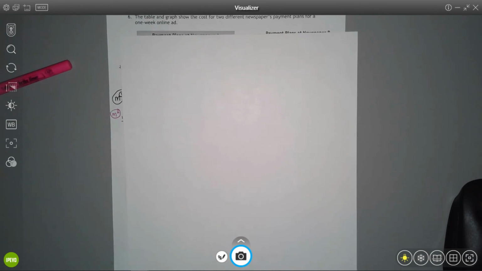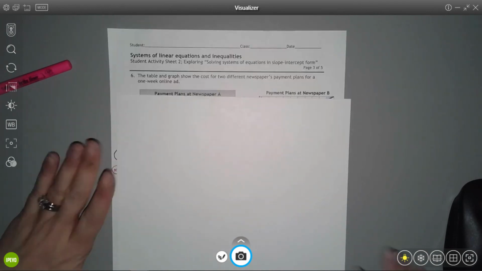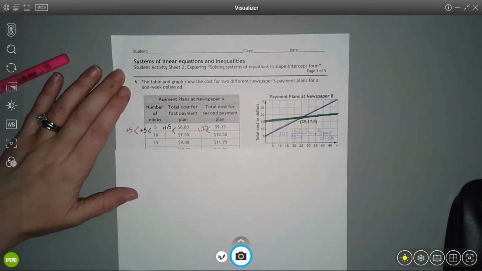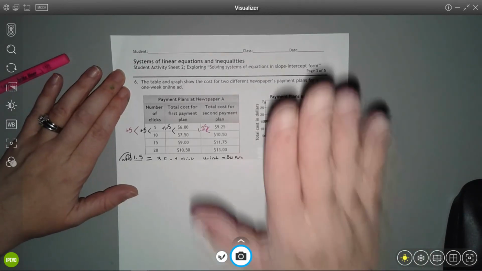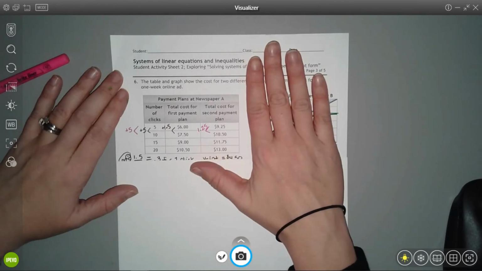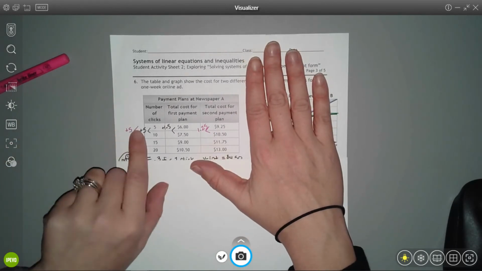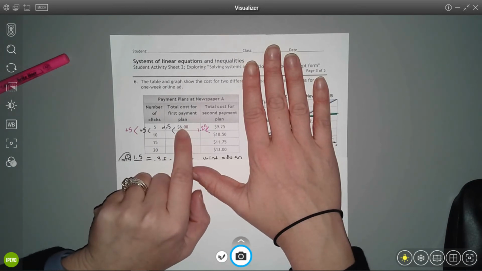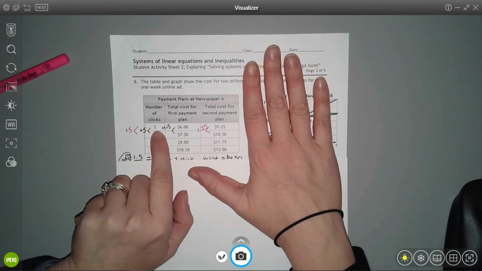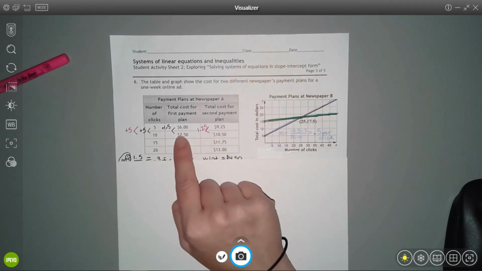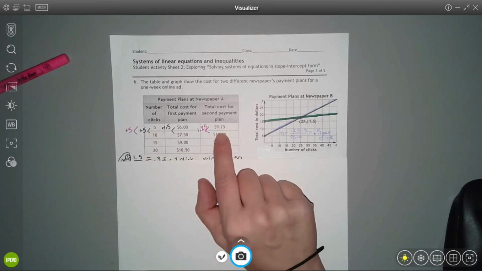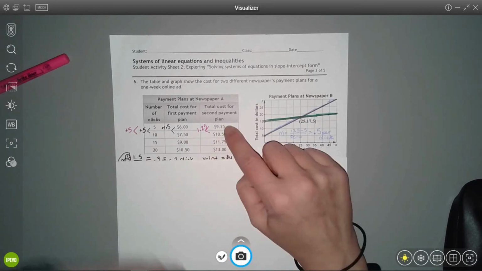Okay. Question 6. This one gets a little weird, but hang with me through it. We have two newspapers. So let's just look at newspaper A. Newspaper A has the option for $6. If you spend $6, you can get 5 clicks. The second option is $9.25 for 5 clicks, but then you can see our numbers differ.